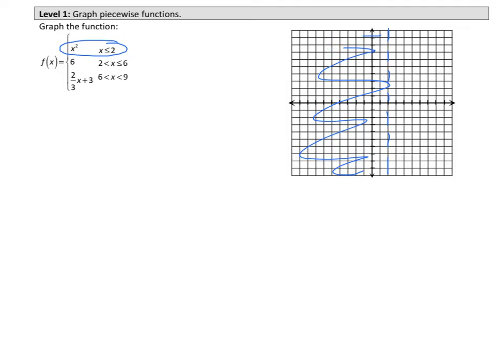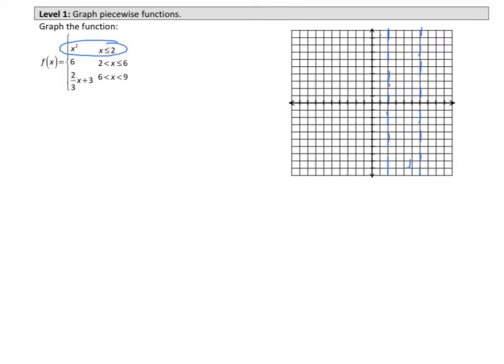My next section is going to be from 2 to 6. So I could do another dotted line at 6. And again, this isn't really part of the graph, but it might help you graph these different parts. In this section right here, we're going to be graphing the function f of x equals 6.